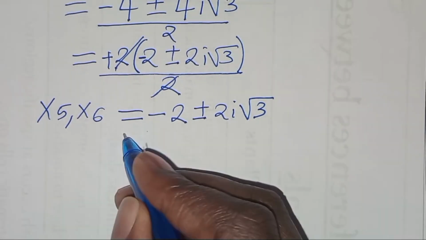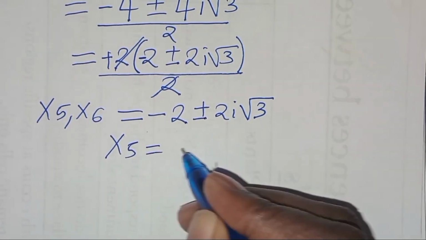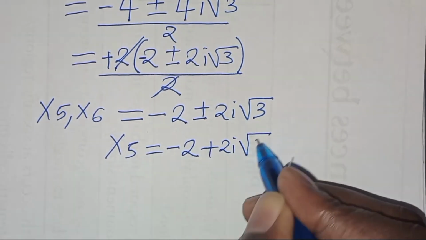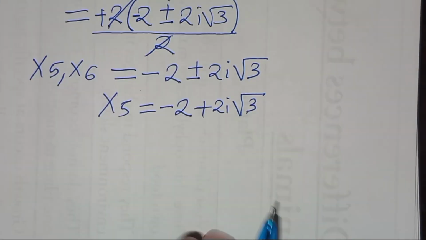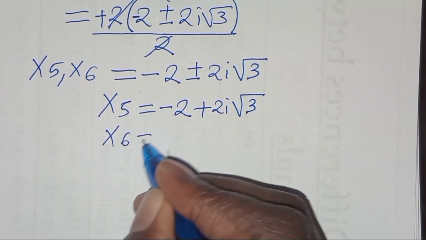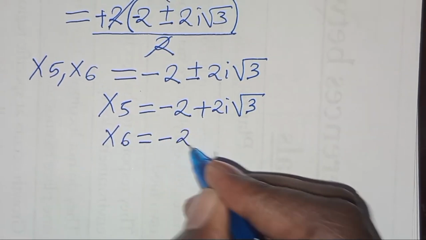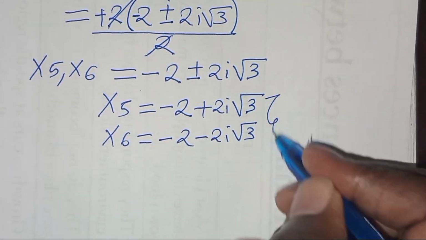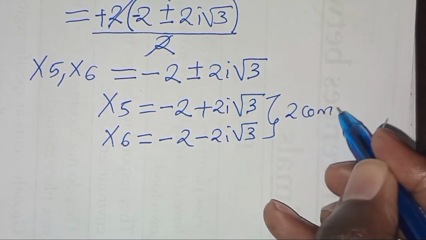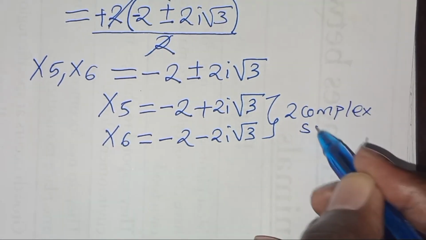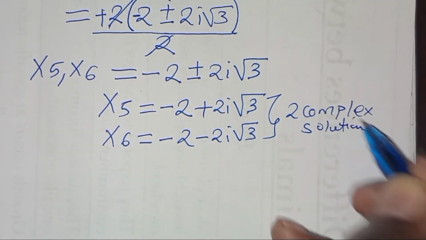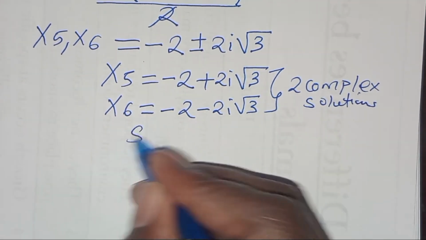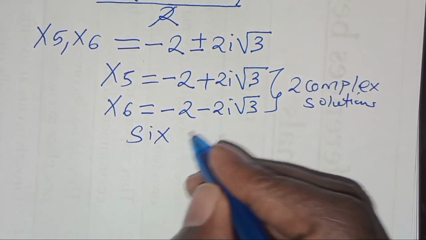So this implies that x5 is equal to minus 2 plus 2i square root of 3, and x6 is equal to minus 2 subtract 2i square root of 3. Now again, these are two complex solutions in case 2. And that implies that we have 6 solutions here.